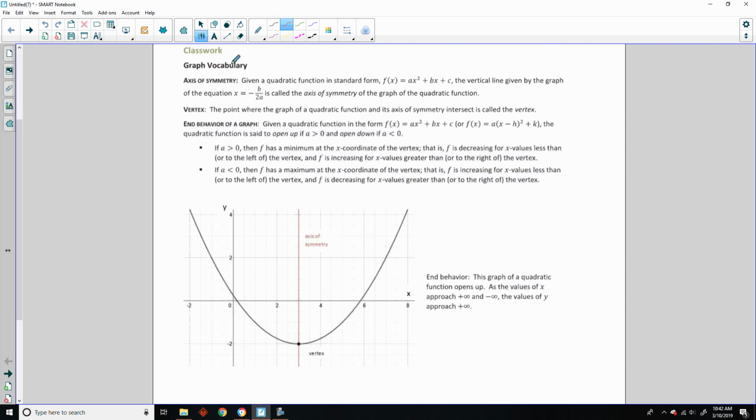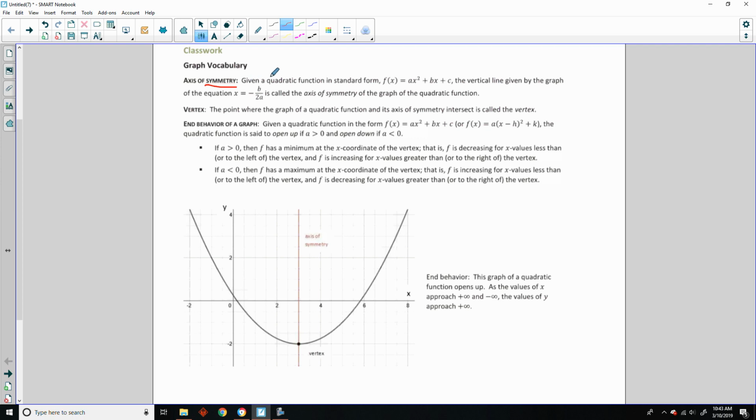Okay, classwork, graphing vocabulary. So we're going to go over some vocabulary before we get started. Vocab, axis of symmetry. Symmetry just means that if something is symmetrical, then what happens to the right is going to be mirrored on the left across that line of symmetry or axis of symmetry.